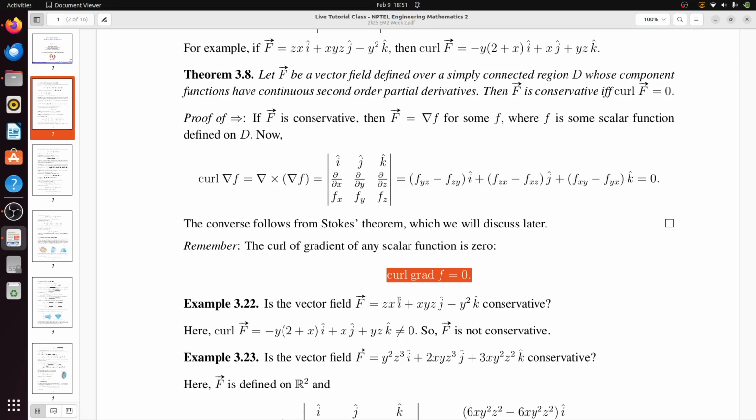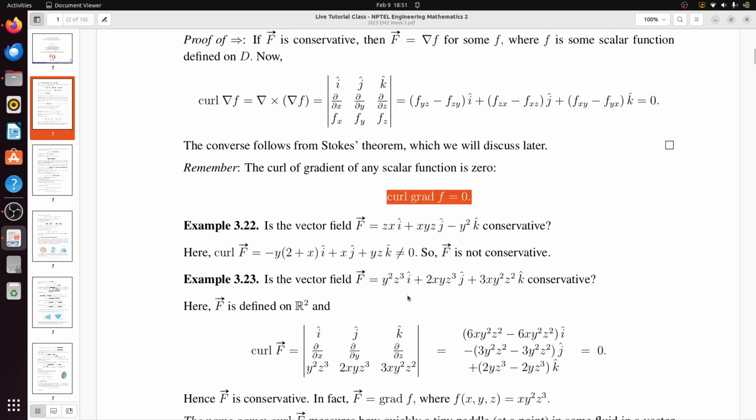Next, is the vector field F = y²z³ i + 2xyz³ j + 3xy²z² k conservative? How to use it? How to prove it? Whether this vector field F will be conservative or not? You just need to determine the curl. This is not a very tough thing to prove.